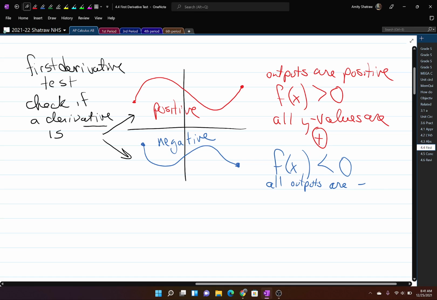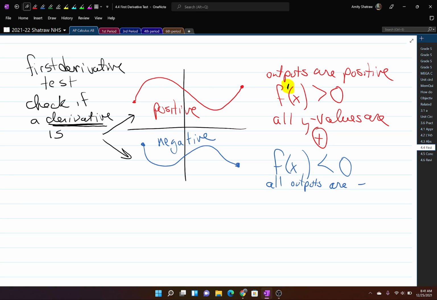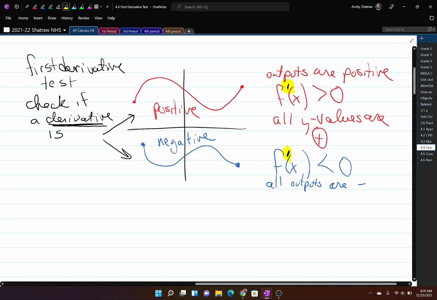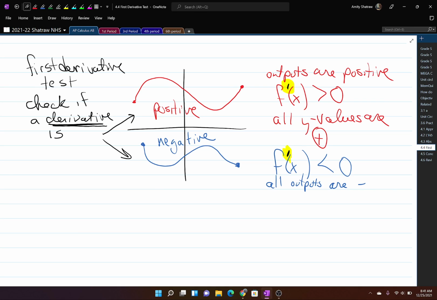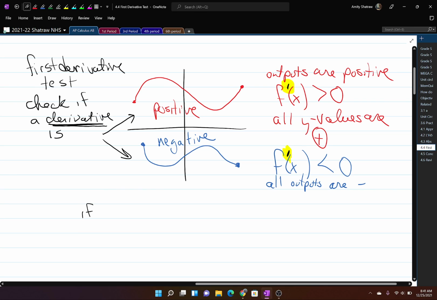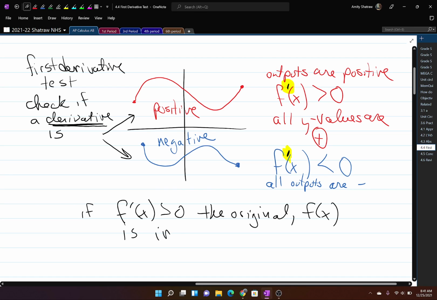But specifically, I'm going to check that derivative, okay? Which means I'm looking to see if f prime of x is positive or negative. If my derivative is positive or negative, I will be able to say something about the original function, the function where the derivative came from. So if f prime of x is greater than 0, I could say the original f of x is increasing.